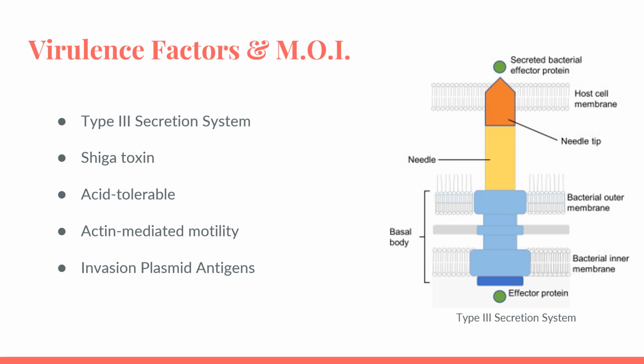phagocytosis. Shigella dysenteriae is actually the only strain to have the Shiga toxin, and as we know, that inactivates the eukaryotic ribosome. This bacteria is also acid tolerant, so that's how they get through our stomach into the colon. Actin-mediated motility means that they utilize actin from the host to propel themselves through the cytosol. Invasion plasmid antigens also help them get into M cells.